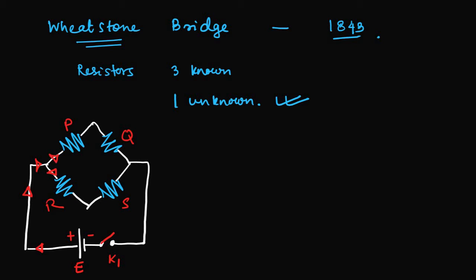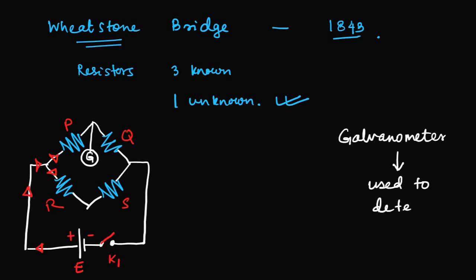Now I forgot to mention another thing, which is the diagonal of the rhombus, where I am keeping a galvanometer with zero deflection. Galvanometer is also a resistor. You must remember it is used to detect a very low current, okay. So any leakage of current in the circuit, it will show. If there is no leakage in the circuit, then it will show zero deflection.